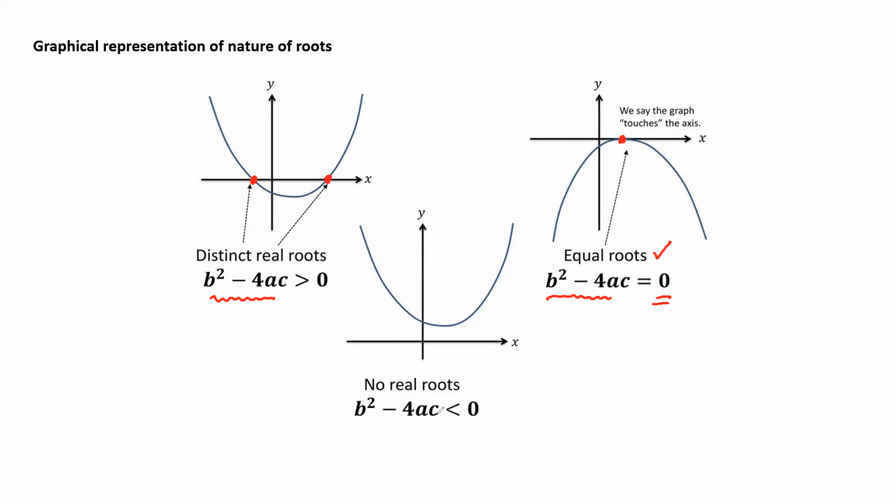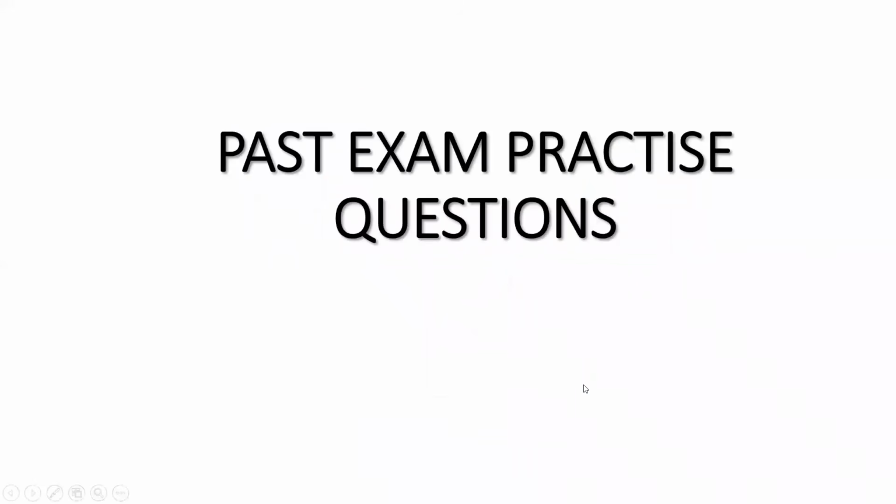How about if there are no real roots? In other words, there are no x values that correspond to a y value of 0. In other words, the graph does not cut the x-axis. Which particular situation would that be? This one here, notice the graph only cuts the y-axis, it does not touch the x-axis. b squared minus 4ac is less than 0. So you can do a graphical representation of all of this. Let's do some practice questions just to make sure that this is clear for all of us.